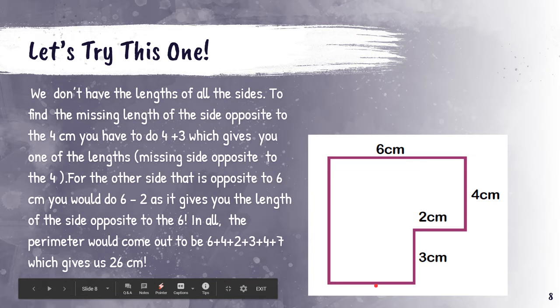So then we would make an equation out of it. 6 plus 4 plus 2 plus 3 plus 4 plus 7, don't forget this. And this gives us 26 centimeters.